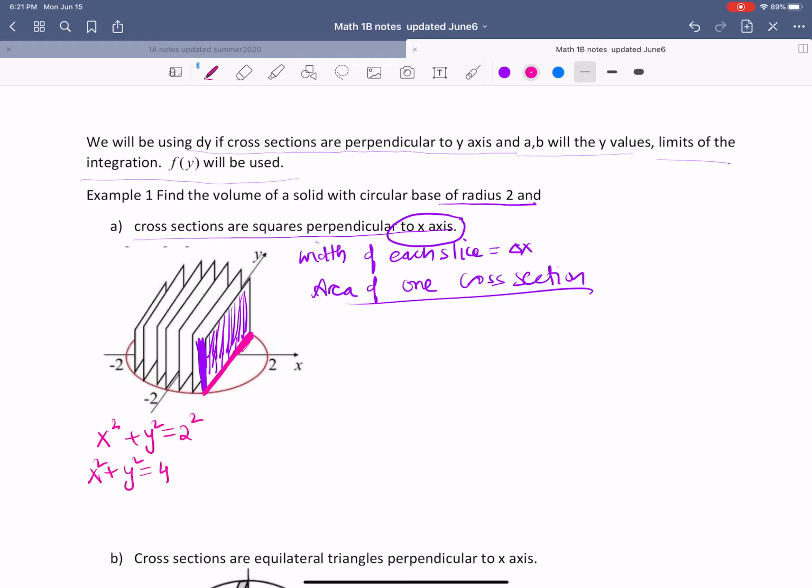Half of the side of the square is each y value. So this pink side is actually y value plus y value. Maybe it's easier if I draw them on the side here.